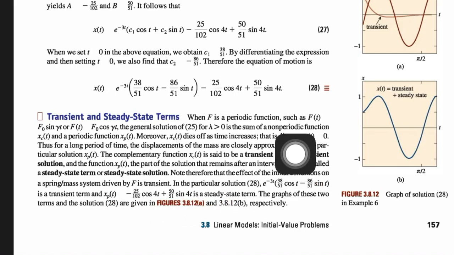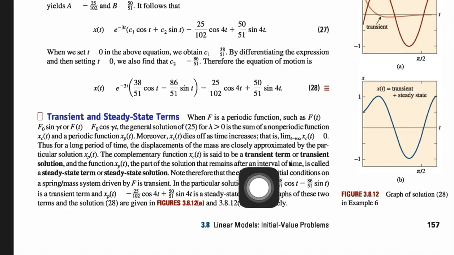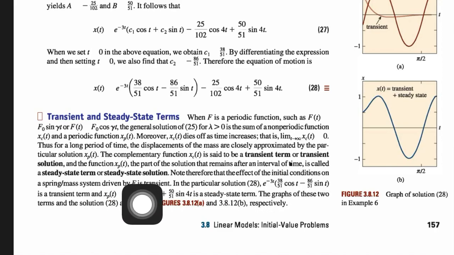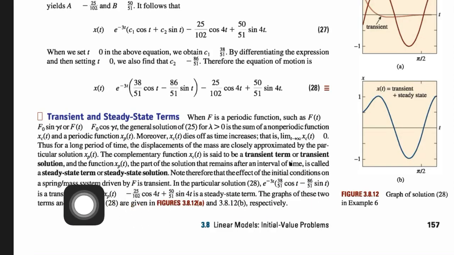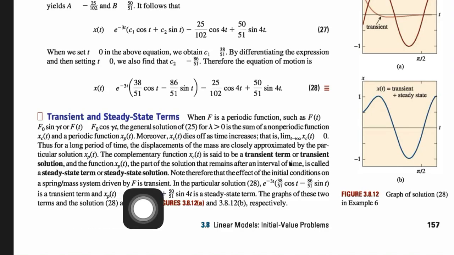It means that the solution which fades off to 0 over time, that complementary solution, is known as the transient term, and the other solution which remains for a long time, for the interval of time, is known as the steady state term. Note therefore that the effect of the initial condition on the spring mass system driven by f is transient.